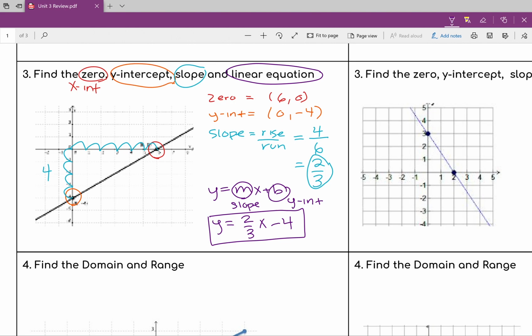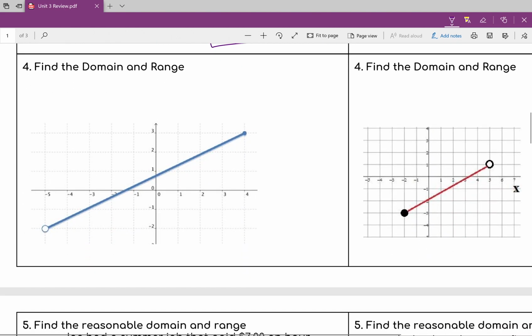Okay, let's look at number 4. Number 4 says find the domain and range. So remember that this type of function is a continuous function. So continuous. Remember, a continuous function is connected by a line. So we're going to look at both ends of this point. So I'm going to show you 2 different ways. So one way is that we can look at each of these points and you can label them for me.